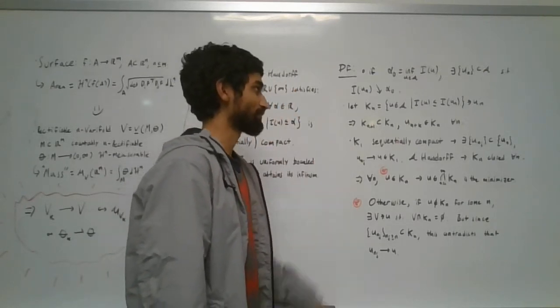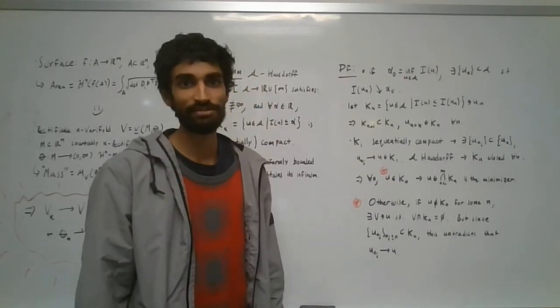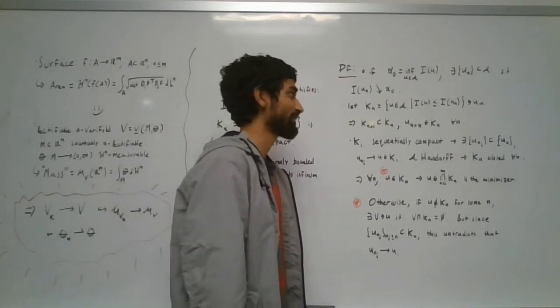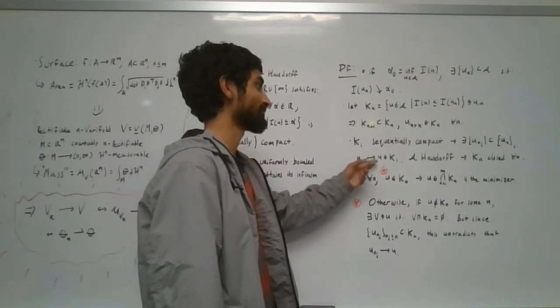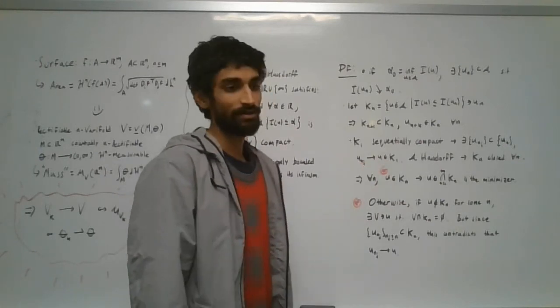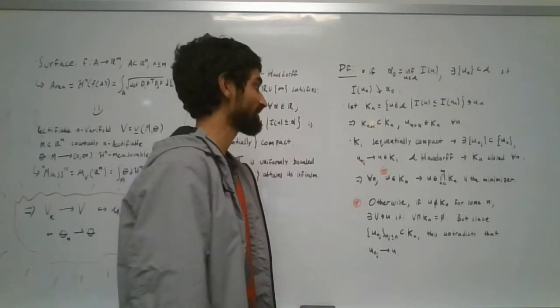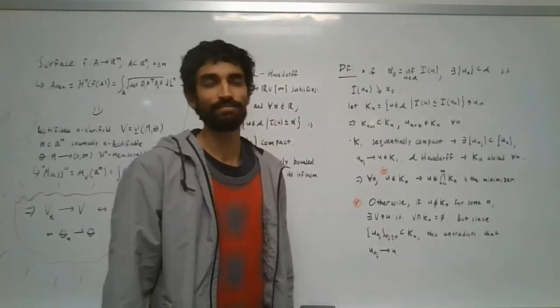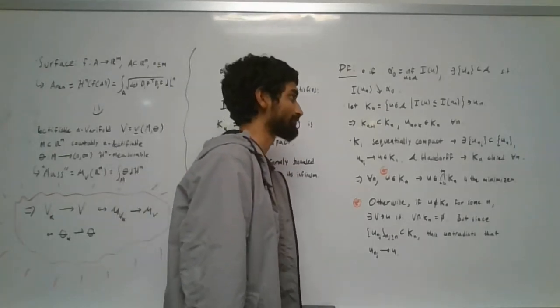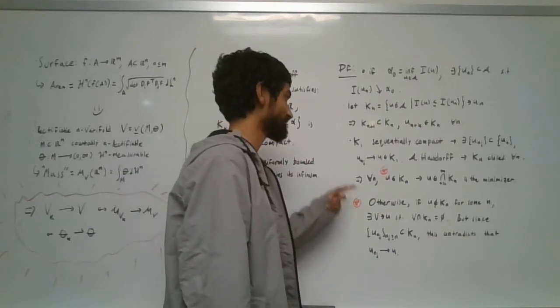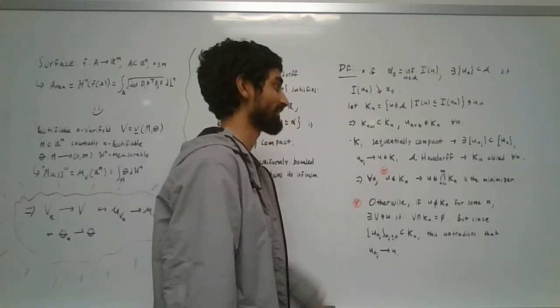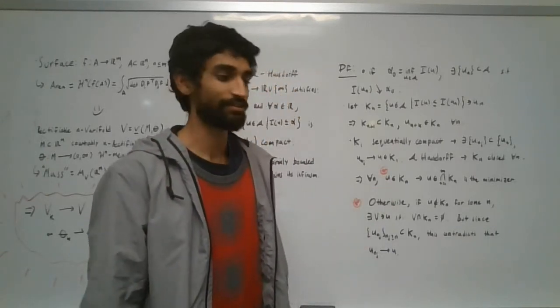Since K_1 is sequentially compact, we know that there's some subsequence u_{n_j} such that u_{n_j} converges to u in K_1. Another thing is that since A is Hausdorff and K_n is sequentially compact, you can prove that it is closed. And this is enough to show that for any n, u is in K_n, so u is the minimizer.